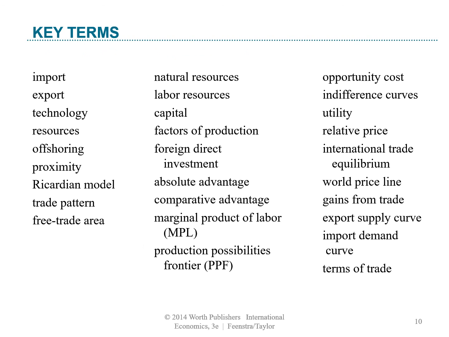Here are some key terms that came up in the Ricardian model. Terms of trade, marginal product of labor, the pattern of trade, opportunity cost, indifference curves, all those things we will be using in the next model, the Heckscher-Ohlin model.